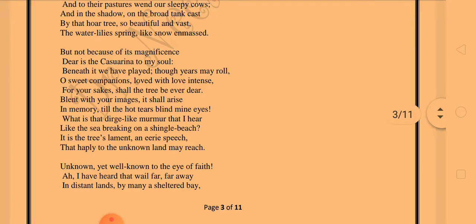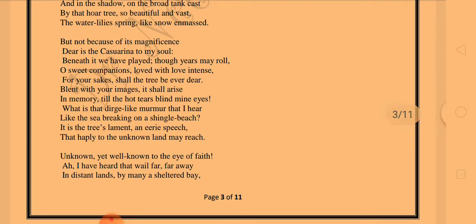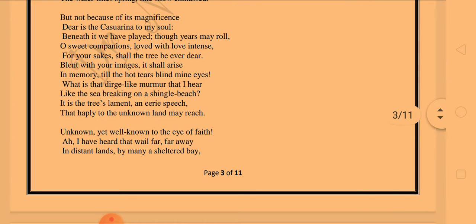What is that dirge-like murmur that I hear, like the sea breaking on a shingle beach? Dirge is a death song, sung on the death of someone. So what is that sad, murmuring song that I hear? Is it the song of the sea breaking on the shingle beach, or is it someone lamenting over a lost one? It is the tree's lament.